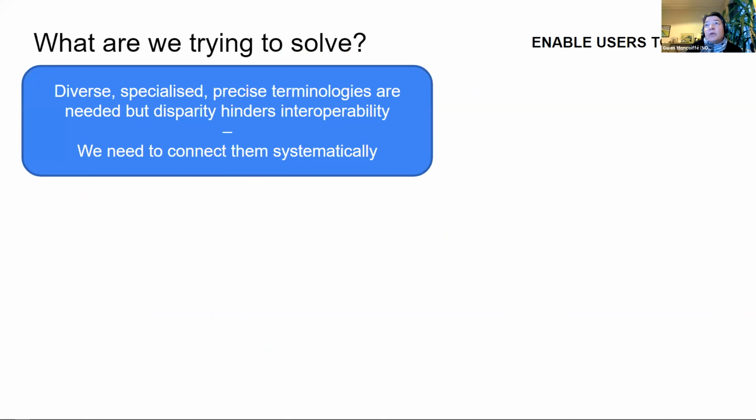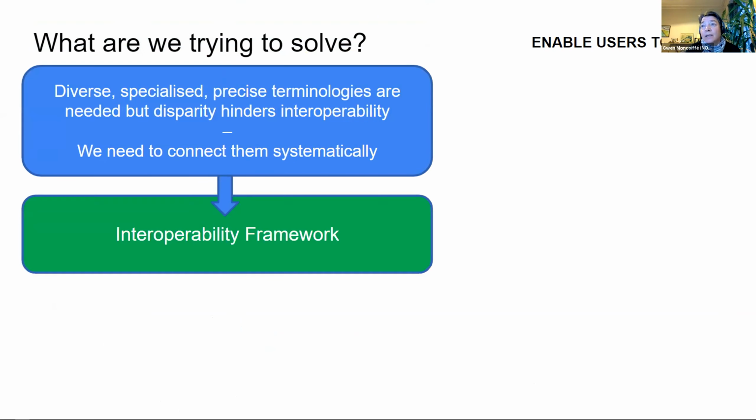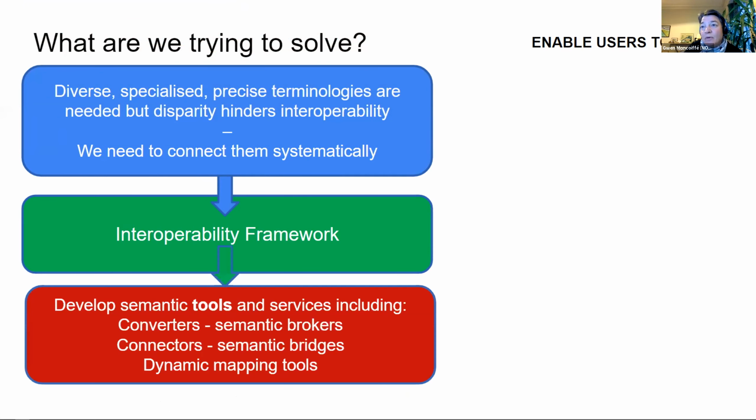So what are we trying to solve? Well, in science we do need diverse, specialized and precise terminologies, but the disparity hinders interoperability. So we need to connect them systematically in order to avoid proliferation of terminologies that are almost identical but not completely aligned. So this is why we need our interoperability framework, or an interoperability framework.